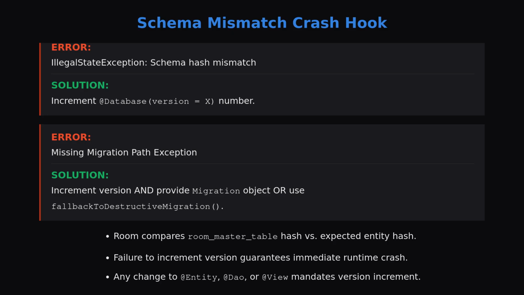If you modify an entity definition without incrementing the database version number in the database annotation, these hashes will not match. Room detects this inconsistency and terminates the application instantly to prevent data corruption. If you increment the version but fail to provide a corresponding migration object, Room throws a different exception, indicating a missing migration path. The fundamental rule is, any change to an entity, data access object, or view definition mandates incrementing the version number in the database annotation. Failure to do so guarantees an immediate runtime crash.